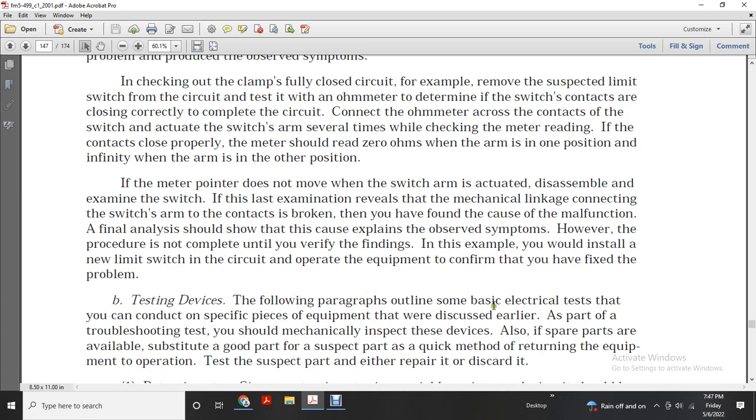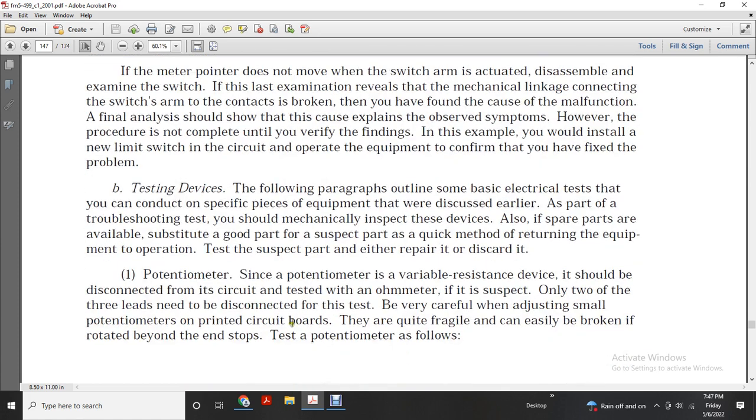Testing devices. The following paragraphs outline some of the basic electrical tests you conduct with specific pieces of equipment that we discussed earlier. As part of the troubleshooting tests, you should mechanically inspect these devices, and if spare parts are available, substitute a good part for the suspected part as a quick method of returning the equipment to operation. Then test the part and either repair it or discard it.